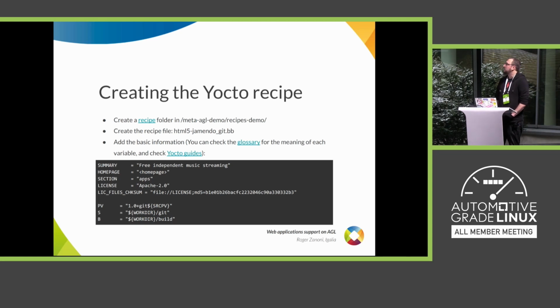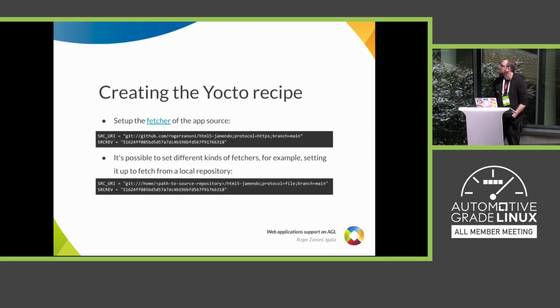Here's where we start to build our recipe for the new web application. For this example, we can call it HTML5 Jamendo Git, because I created the Git repository on GitHub for it. And here's just the basic information. There's more information on the Yocto guides about it. You can set the home page, a few build directory options here. And after that, you will need to set up the fetcher that's going to get your code.